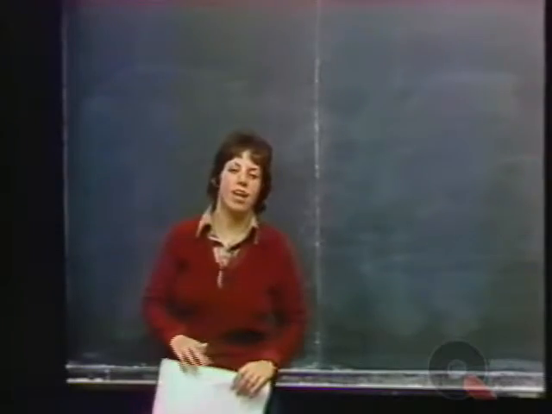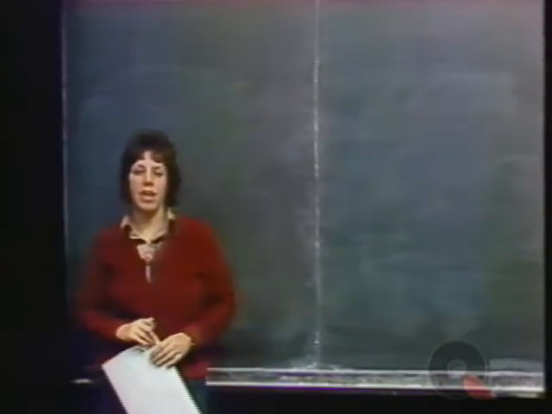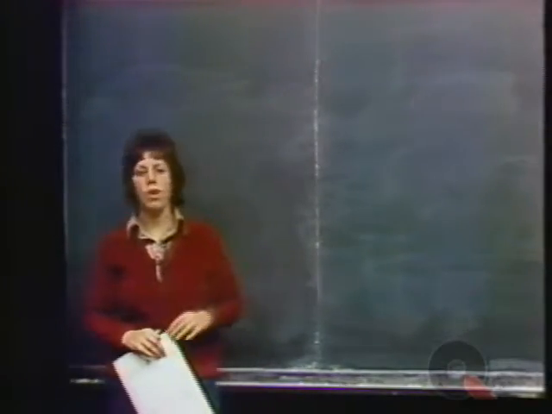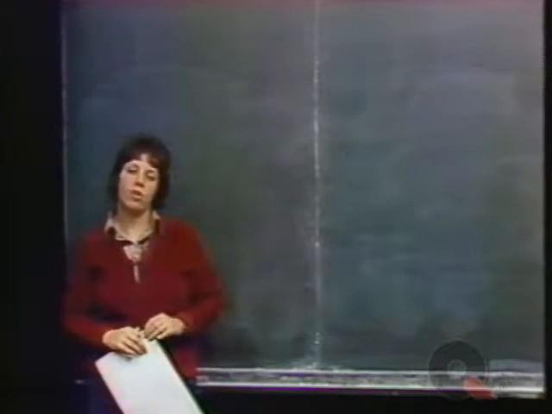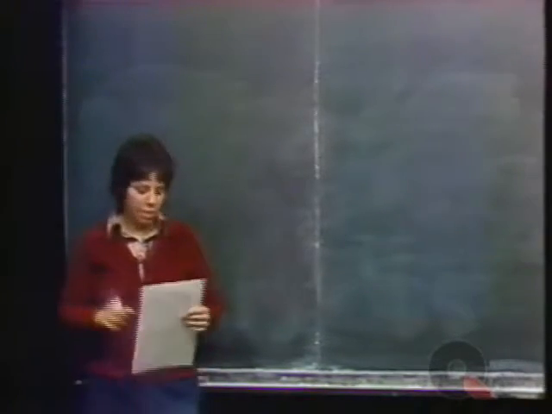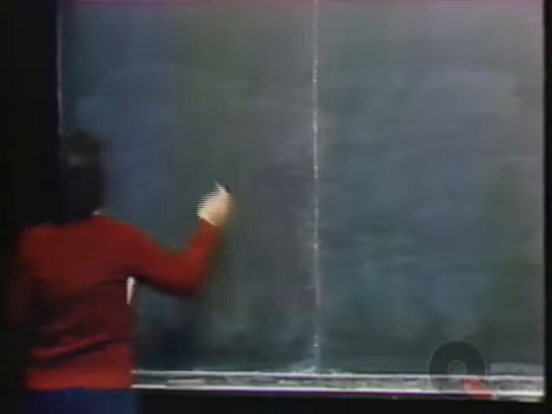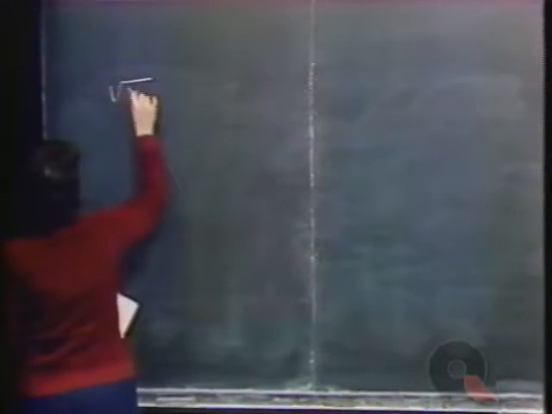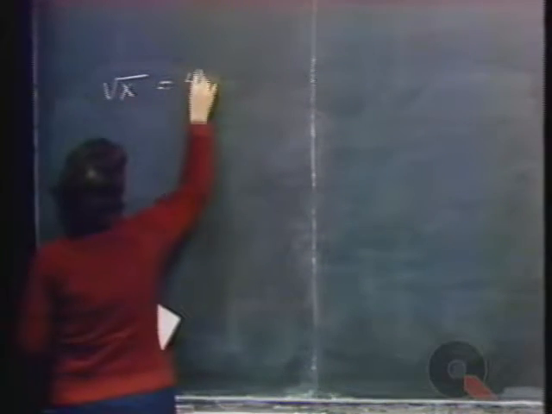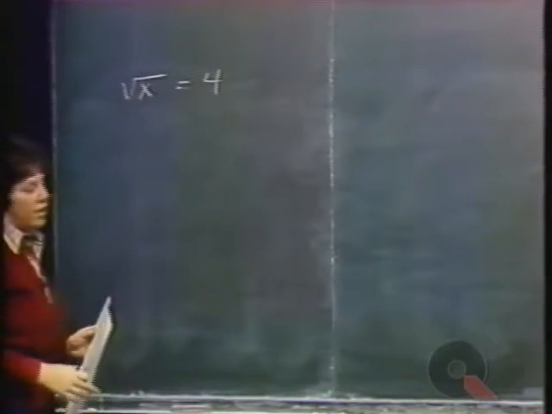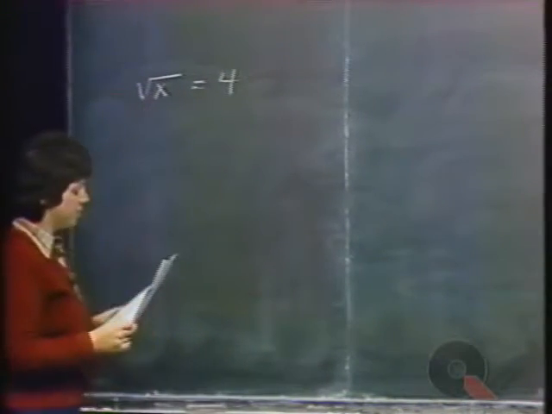Equations involving radicals can often be solved by transforming them first into more familiar first and second degree equations without radicals. Let me give you an example. Let's start with something very simple. The square root of x equals 4, an equation involving a radical, the square root of x here.